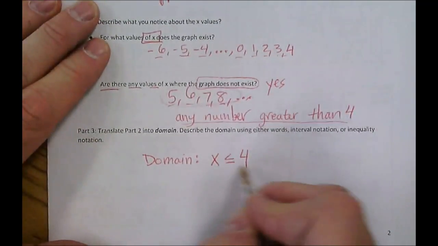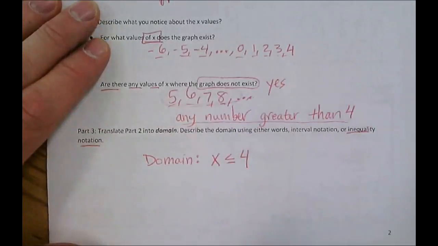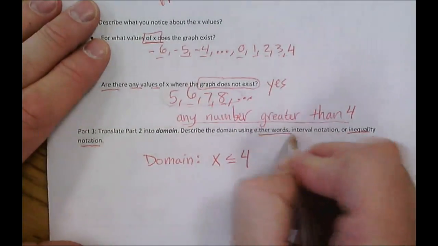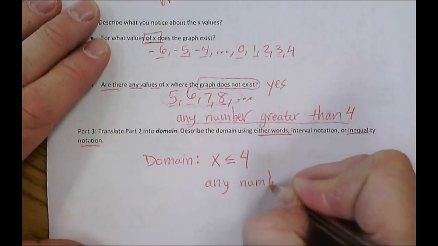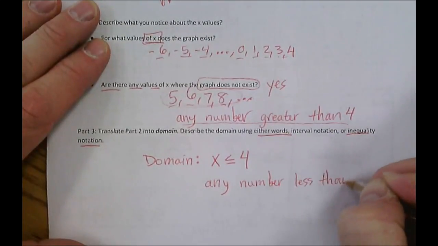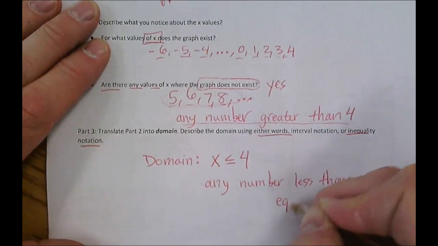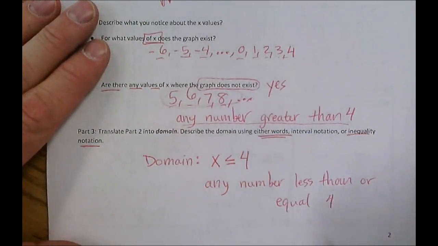When I use this symbol right here, I'm using what we call inequality notation. I said it in words, so I might as well write it. Any number less than or equal to 4. That's how I would say it in words.